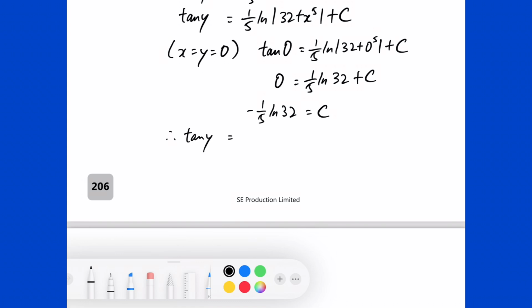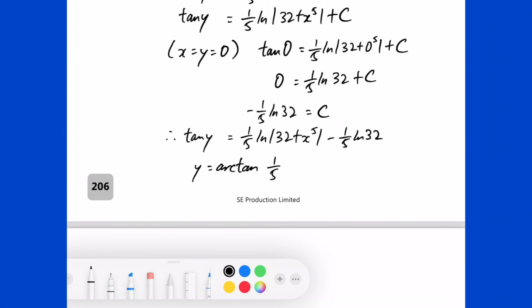We have tan y = 1/5 natural log absolute 32 + x^5, and then minus 1/5 natural log 32. And then if we wish to cancel the tangent ratio on the left, we can take the arc tangent on the right-hand side. We will be able to have y equal to arc tangent. And for the right-hand side, we can factorize by taking 1/5 as a common factor. And then we still have natural log 32 + x^5 minus natural log 32.